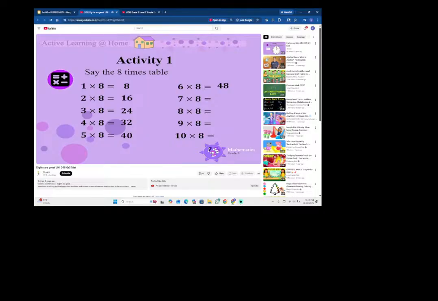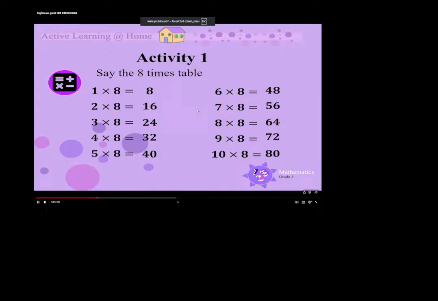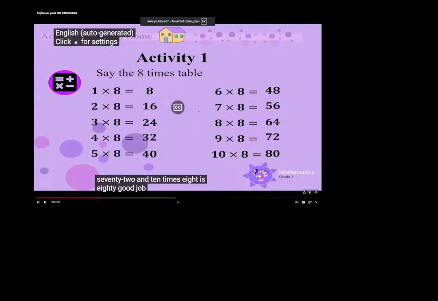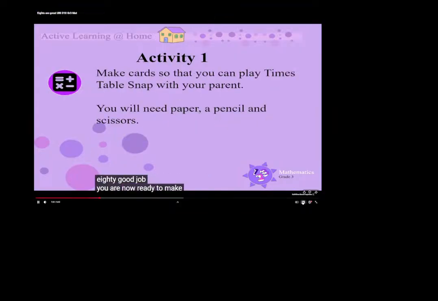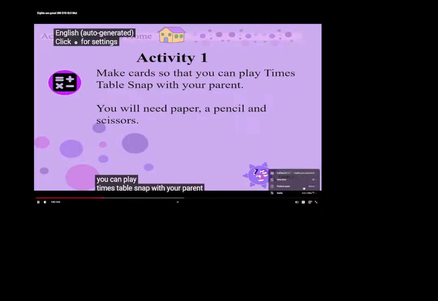7 times 8 is 56. 8 times 8 is 64. 9 times 8 is 72. And 10 times 8 is 80. Good job! You are now ready to make cards so that you can play times table snap with your parent.